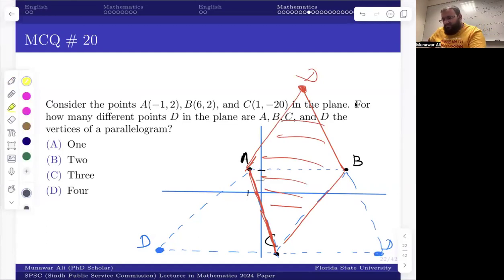We can do it in maybe any graphing tool, but I think we don't need to. It's simple: what are the positions where you can put D so that you have this parallelogram, or you can evaluate explicitly what the values of this unknown vertex D are going to be.